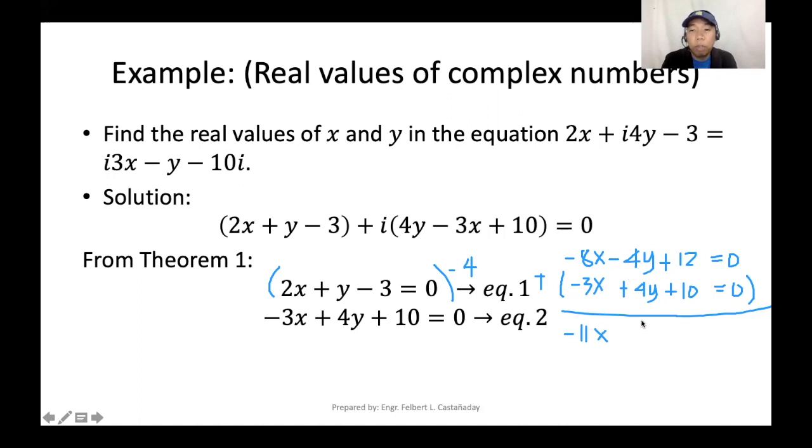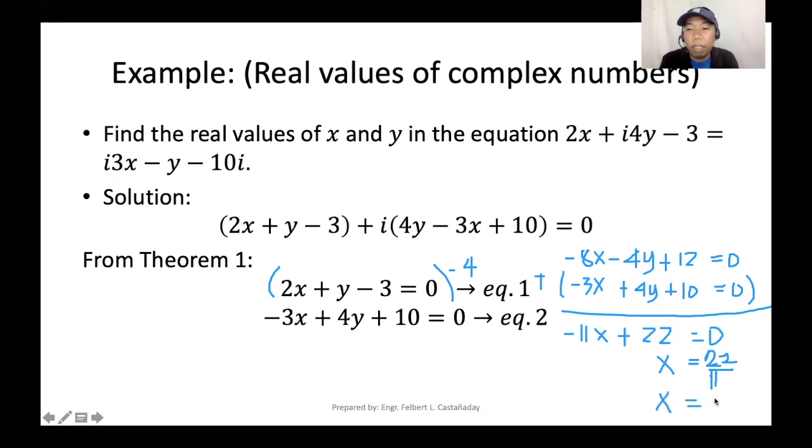Negative 4 plus 4, so 0. 12 plus 10 is 22, equal to 0. Transpose this to the other side of the equation so that we have positive 11x. If you transpose this, it will become positive. So 11 will be our denominator here, and then of course you have 22 on your numerator. So 22 divided by 11 is equal to 2.